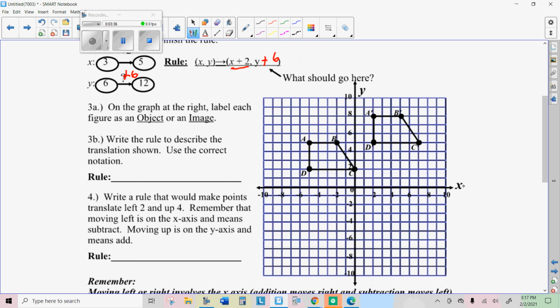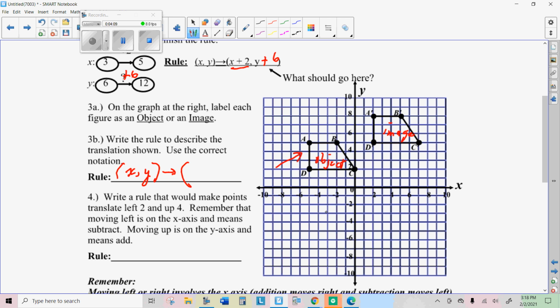Okay, sometimes you might need to make a rule from a graph. You're going to start your rule by just putting an x and a y, and then a little arrow. Then think about what's happening as you always go from your original, and you can tell it's the original because there's no apostrophe next to the letter, to your image. So this is your object. Let's label it object. And this is your image. You can tell the image because of the apostrophes next to the letters.